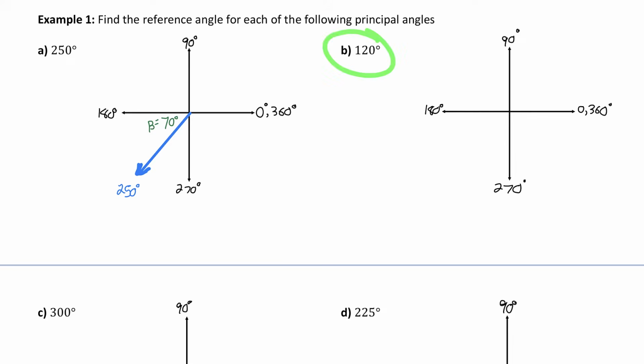Now let's look at 120 degrees. From the initial arm, rotate counterclockwise 120 around the origin, and that would bring me to about right here. So that 120 represents this angle right here. And then the reference angle is the angle between the 120 degree principal angle and the closest x-axis, which is 180 degrees. The difference between 180 and 120 is 60. So the reference angle, beta, is 60.